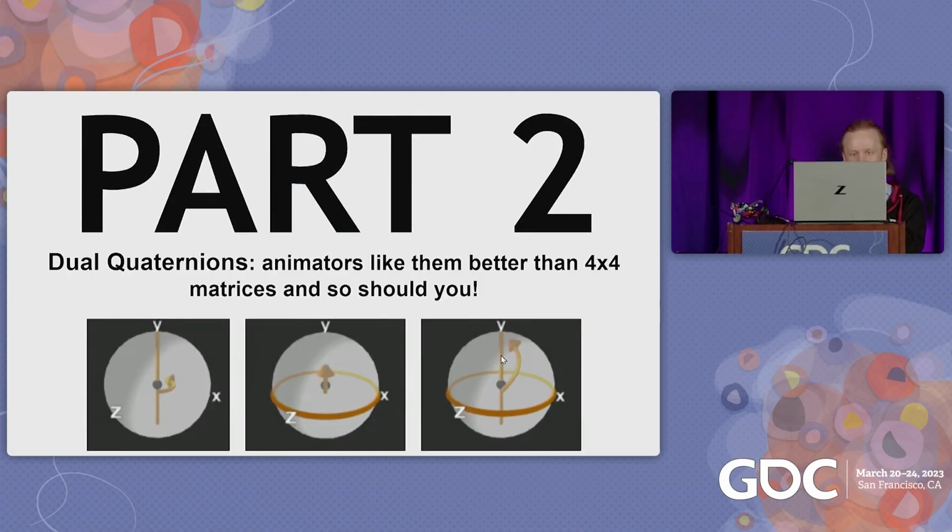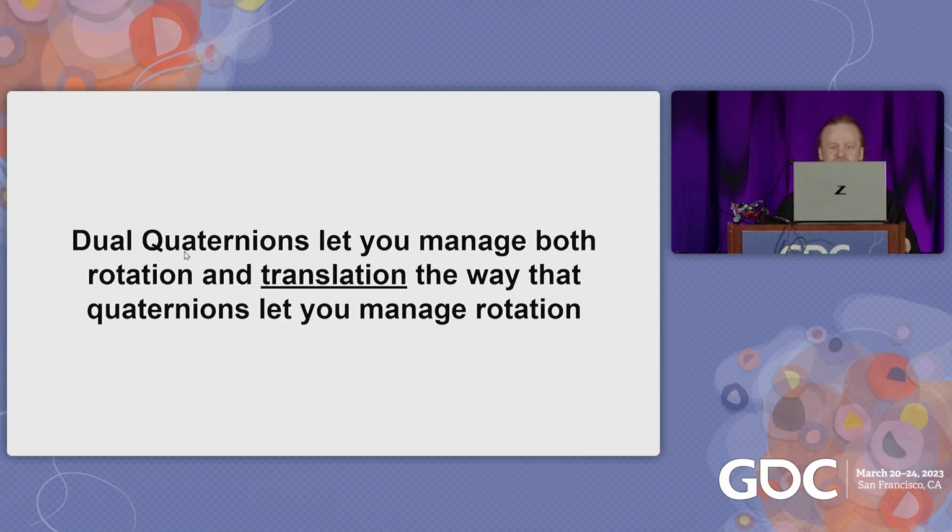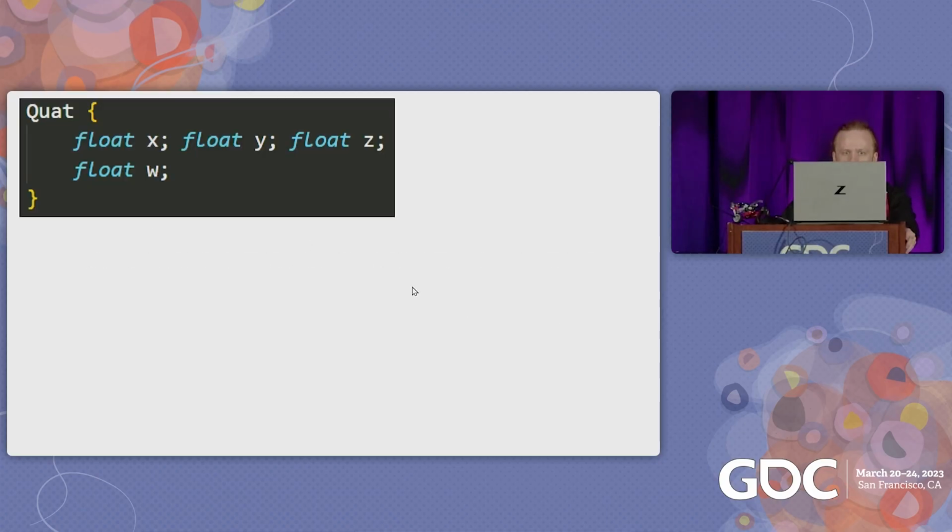Dual quaternions. This is part 2 of the talk. Dual quaternions, which animators like, and I think they like them better than 4x4 matrices, and so should you. And what we have down here are some examples of dual quaternions, because at this point, you pretty much know everything there is to know about quaternions. We want to do something a bit more exotic. Dual quaternions let you manage both rotation and translation in the way that quaternions let you manage rotation. So here I've got a quaternion, what we've been talking about for a long, long time.